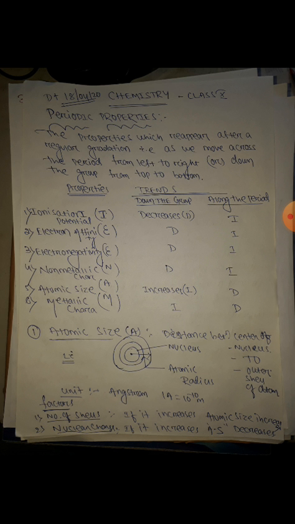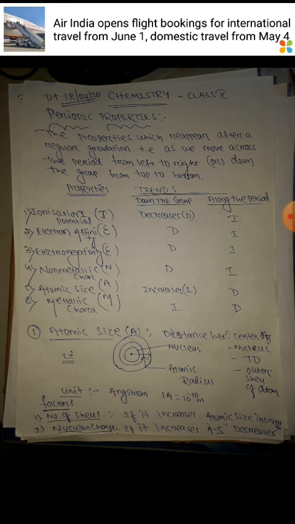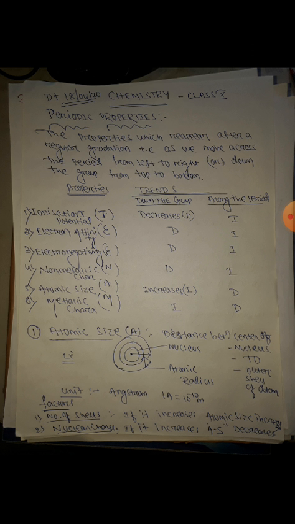And down the group what happens? Decreases. Then its atomic size increases and metallic character also increases. And where it decreases down the group, it will increase along the period. And where our atomic size increases down the group, it will decrease along the period.